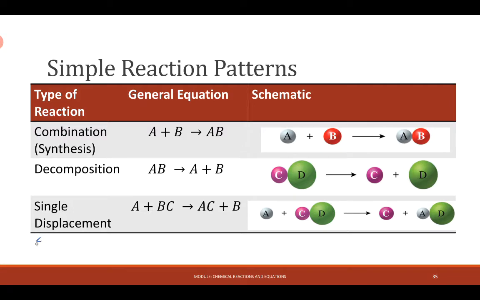Single displacement, also sometimes called single replacement, depending on which source you're looking at. Then you have A plus BC, that's one compound with two different components. And then A will either kick out B or A will kick out C, depending on whether A will want to behave like a cation or whether A will want to behave as an anion. So in this case, A is kicking out B to become a cation bonded to C, and B is kicked out. So A kicks out B, now B is by itself, and now A is bonded to C.